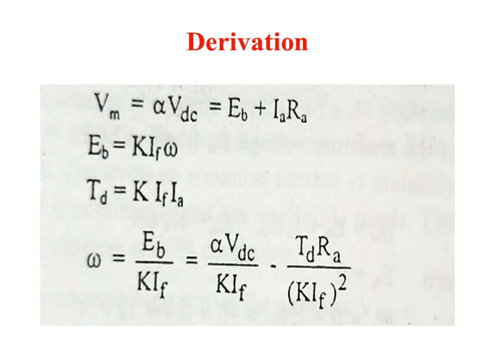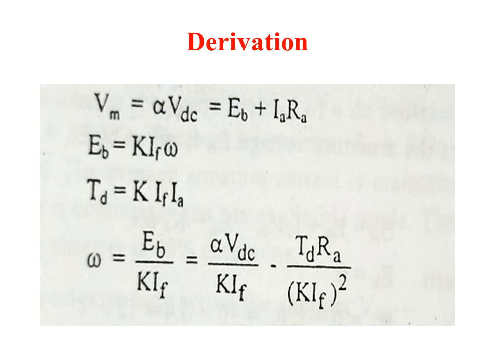At the same time, if we observe TD, that is torque developed, it is equal to K into IF into IA. Here TD is nothing but developed torque in the machine, K is the constant value, IF is the field current, and IA is the armature current. That is, the developed torque is directly proportional to the field current as well as armature current. Now from the EB equation, I am most interested to calculate the speed, that is omega equal to EB by K into IF.